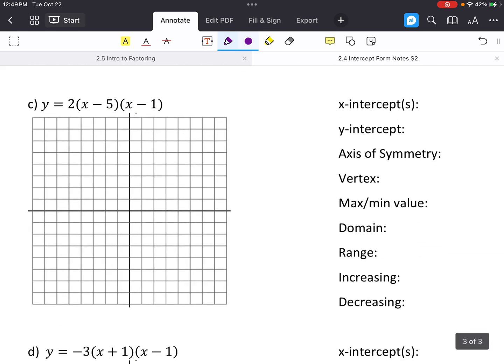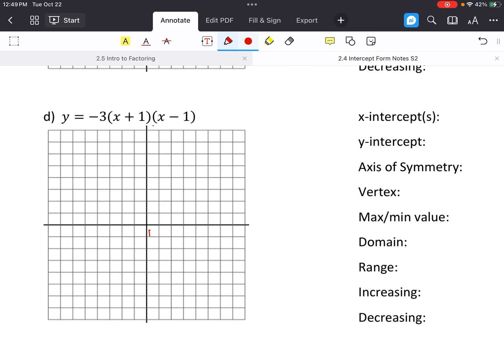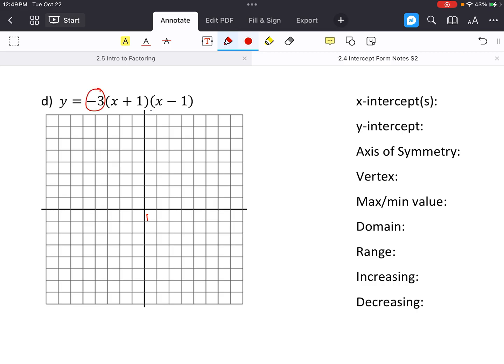Now, this will change if my a value changes, like in this instance, my a value is 2. So I know my 1a is going to be 2. My 3a is going to be 6, because 3 times 2 is 6. 5a is going to be 10. I actually decided I want to do this one. My a value is -3, so I know this will open down. 1a is -3. 3a is -9. 5a is -15.